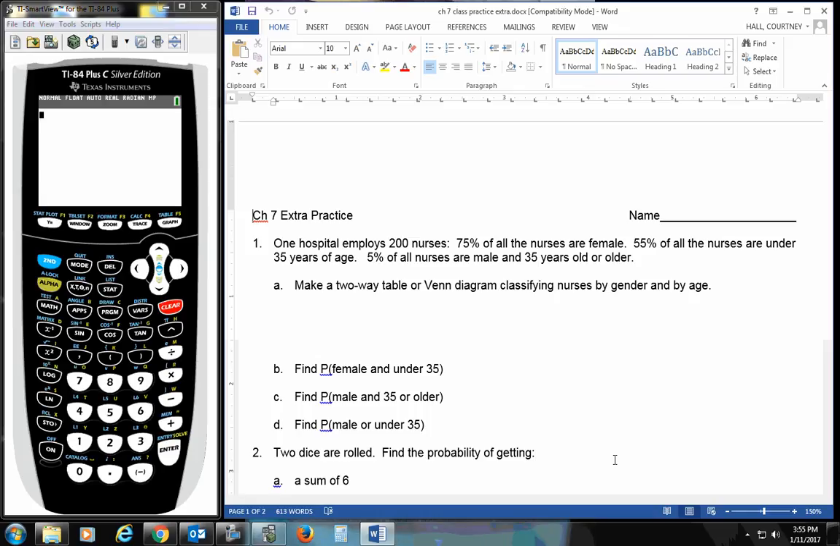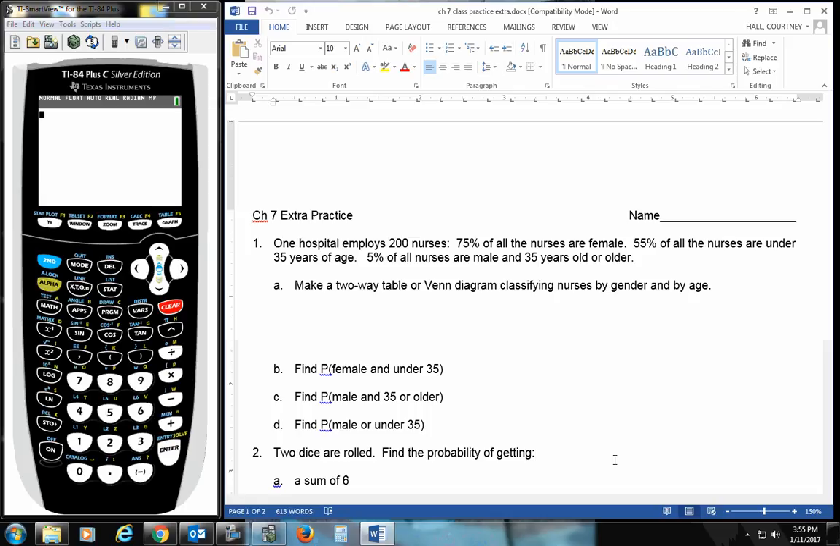That way you'll have 2 different daily grades. So make sure you complete the Chapter 7 extra practice worksheet as well. As you watch the video, I'll complete it with you here. And then you'll need to do the Chapter 7 class practice worksheet, and then you'll need to do the textbook assignment that was also assigned.